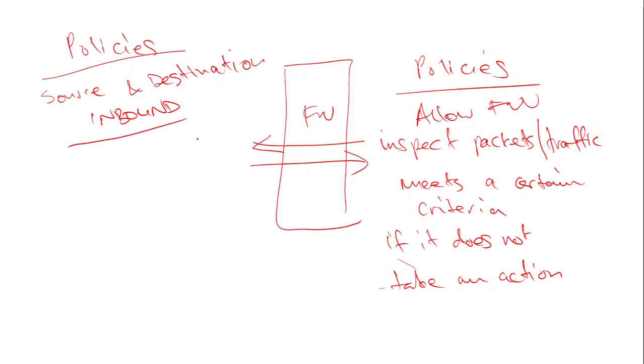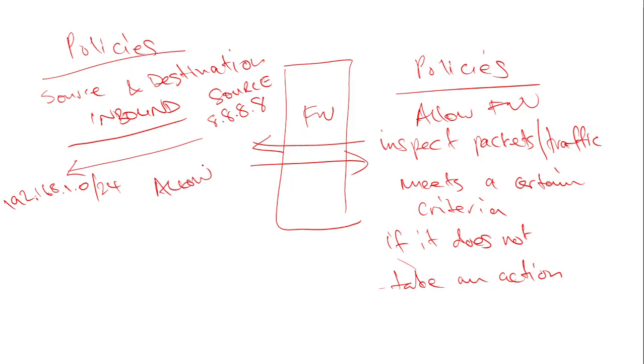If you see traffic that is coming from an IP address, as an example 8.8.8.8 as a source, and it is destined to our network, our LAN 192.168.1.0, allow, as policy number 1.